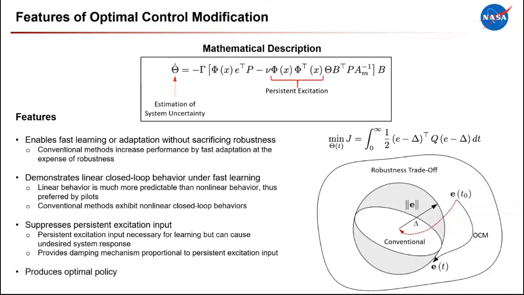If you look at the equation, the box there, I show the two terms that represent the persistent excitation input. So that is a persistent excitation input. Whenever you put in a lot of signal, the signal would be converted to damping. And damping means that the system oscillatory response will be suppressed. Therefore, that provides a better system response with the persistent excitation input. So those are the key features of the optimal control modification.